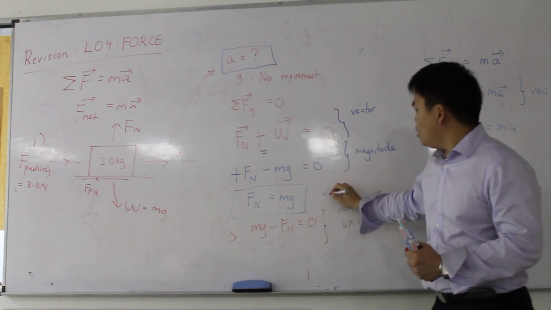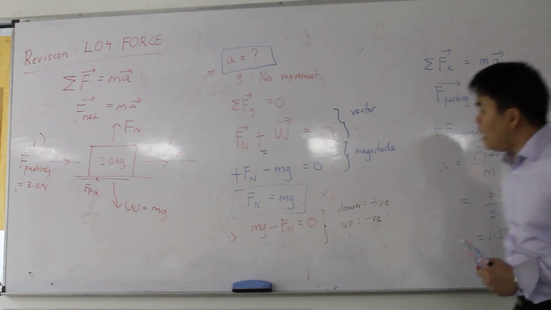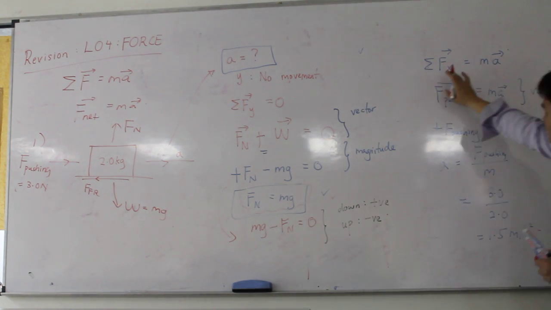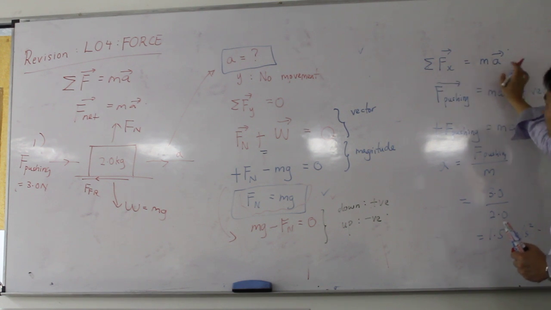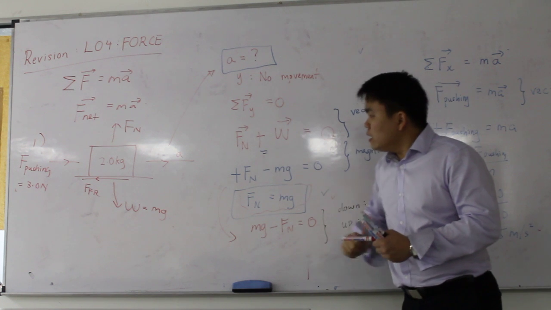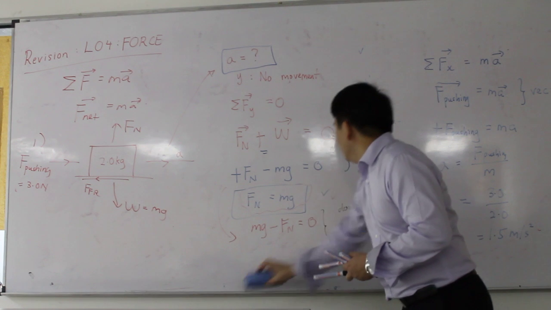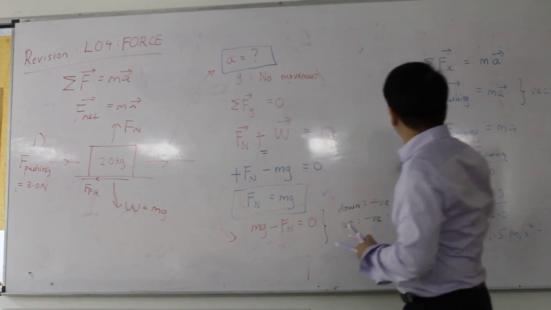So basically, we still can use this formula. For the x direction, it is still the same thing: sigma Fx equal to ma. But because FFR is involved, we must include the effect of FFR.